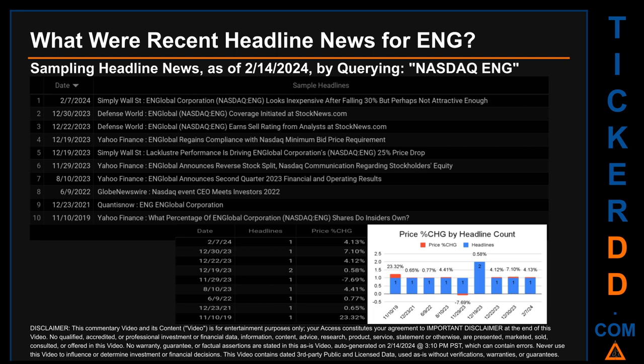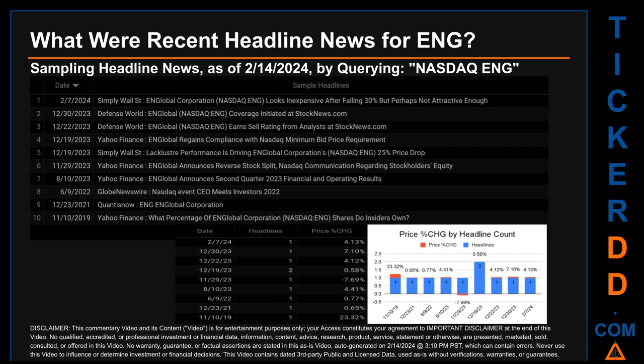It had 2 discovered headlines when Defense World published the headline that read, ENG Global coverage initiated at stocknews.com. Yahoo Finance published the headline that read, ENG Global regains compliance with NASDAQ minimum bid price requirement. Simply Wall Street published the headline that read, Lackluster performance is driving ENG Global Corporation's 25% price drop.